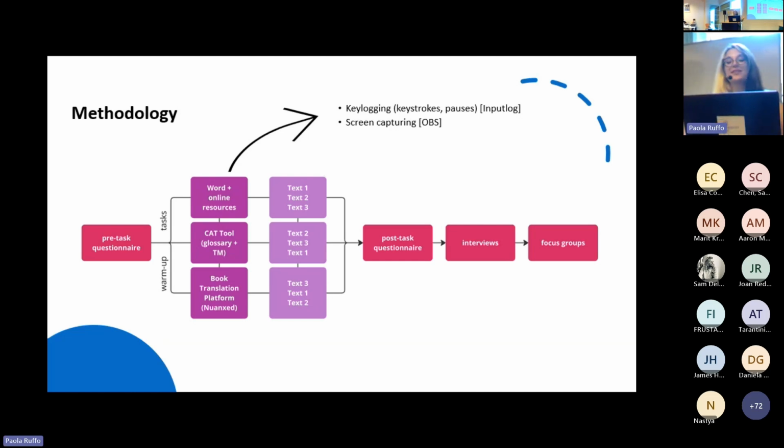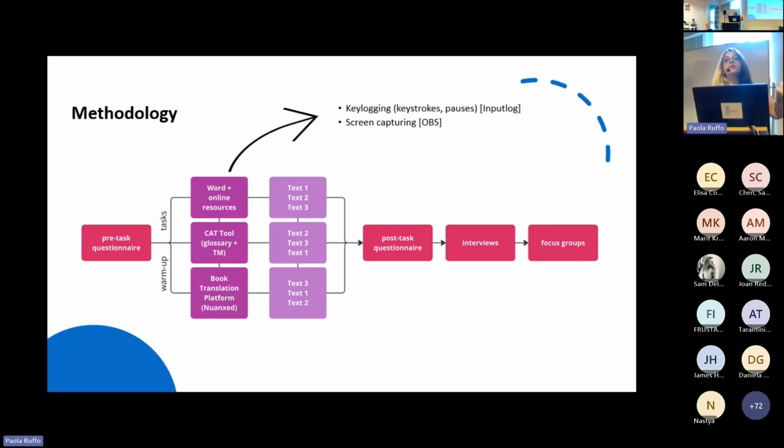We had a pre-task questionnaire to start the day, where I just asked for some background information. And then I asked translators to translate 3 different short stories, each one in a different workflow. The 3 workflows were, first, just Microsoft Word, having the source text in a PDF file and translating in Word, which was used as the baseline, which is usually what most translators do, plus online resources, so they could have access to Google, internet search, and online dictionaries. The second workflow was a CAT tool.